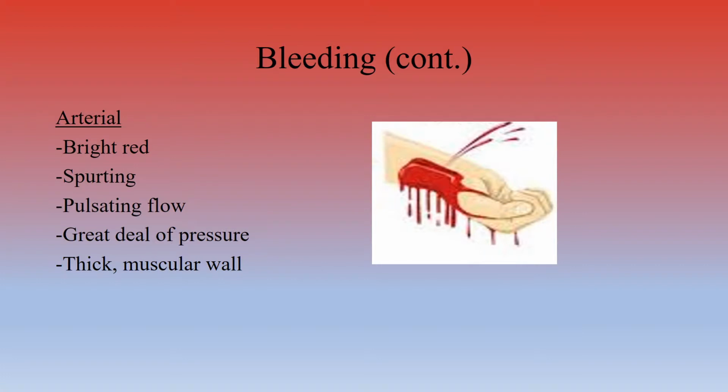Arterial bleeding is bright red in color, spurting, a pulsating flow. Arteries are under a great deal of pressure. They have a thick muscular wall.